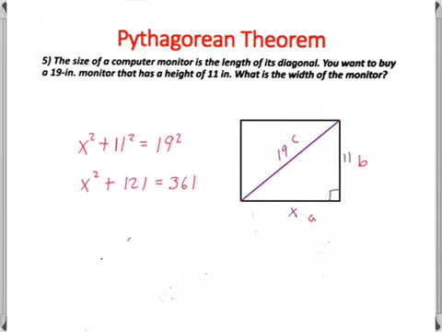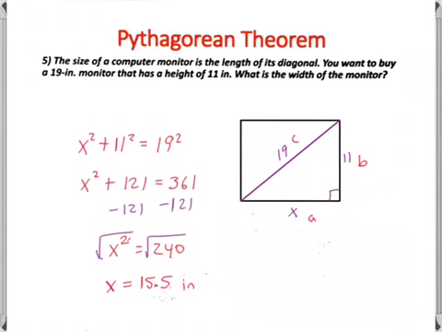So right now we've got x squared plus 121 equals 361. We'll go ahead and subtract 121 from both sides, and we get x squared equals 240. And the last step will be to square root both sides. And we should get x to equal 15.5 roughly. So 15.5 inches is the width of the monitor.